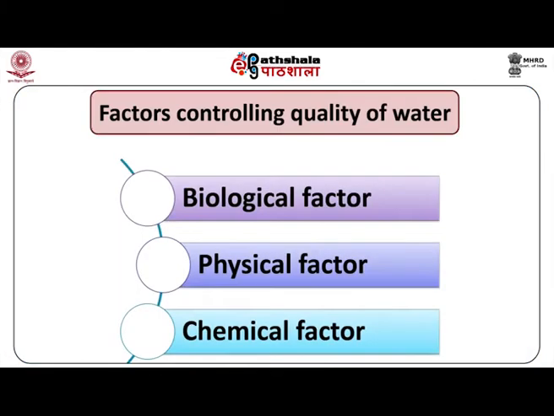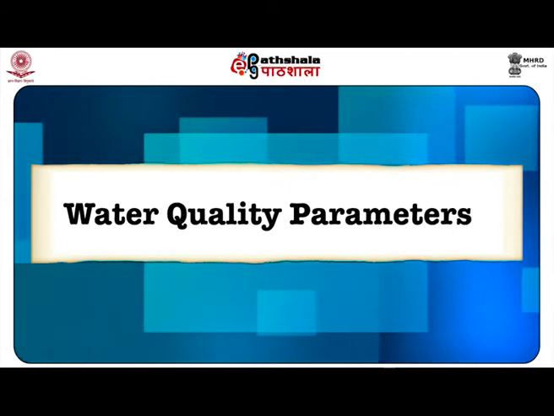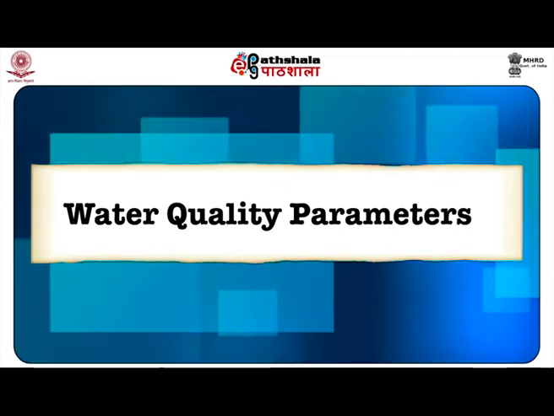The three important factors that control the quality of water are the biological factor, the physical factor and the chemical factor. The physical, chemical and biological characteristics of water have a varied impact across different uses of water in different sectors. Now, let us come to the topic of water quality parameters.